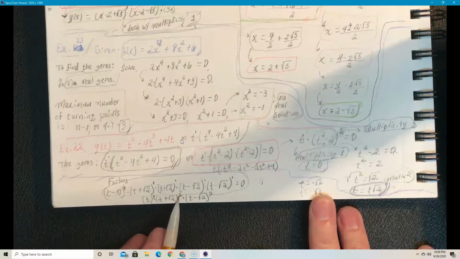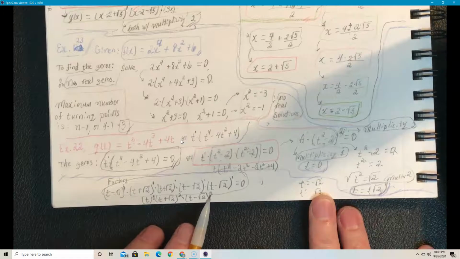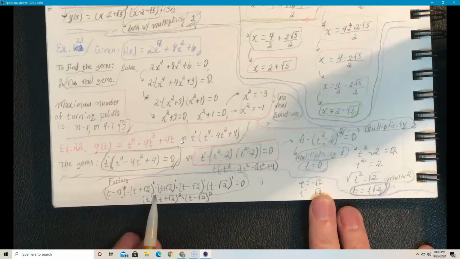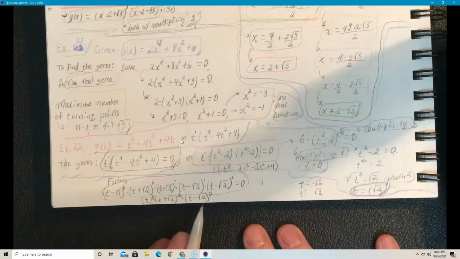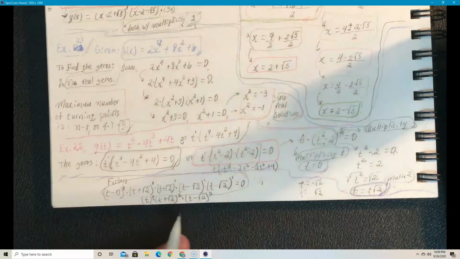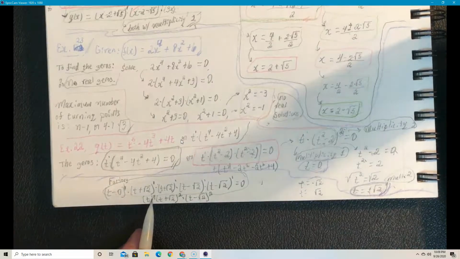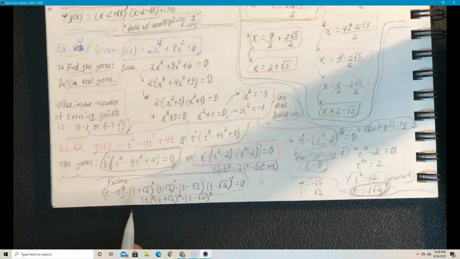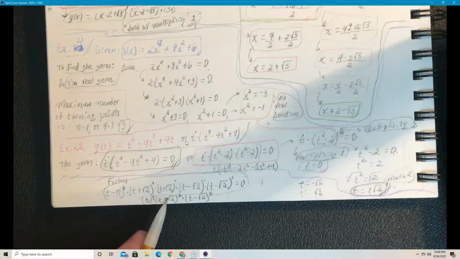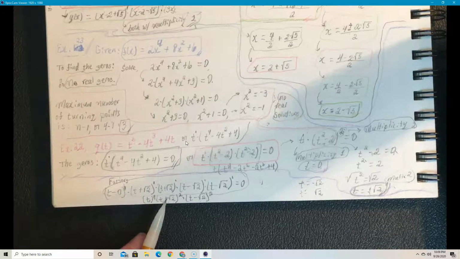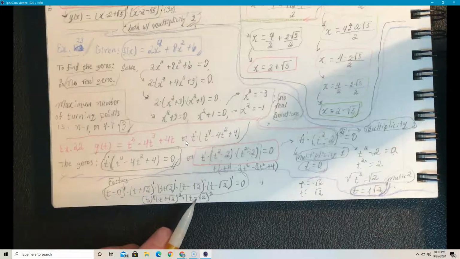This has multiplicity 2. This has a multiplicity value of 2. 2 plus 2 is 4, plus 1 is 5, and we still get back to the 5. And this means if it's an even multiplicity, the graph's going to touch the x-axis at those x-intercepts and turn around. And this one is odd multiplicity, which means it's going to touch the x-axis but keep going, not turn around. So at t equals 0, it's just going to keep going. At t equals negative square root of 2, it's going to touch the x-axis and turn around. And the same with positive square root of 2.